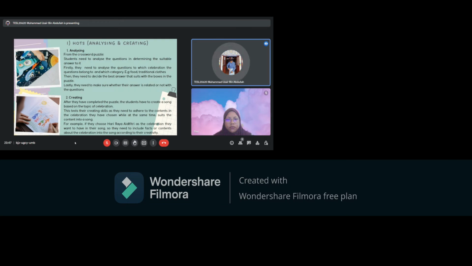And then move on to the creating part. After they have completed the puzzles, the students have to create a song based on the topic of the celebrations. This tests their creative skill as they need to adhere to the contents of the celebration they have chosen, or sometimes fit the content into a song. So this is what tests the students in terms of their creating skills.